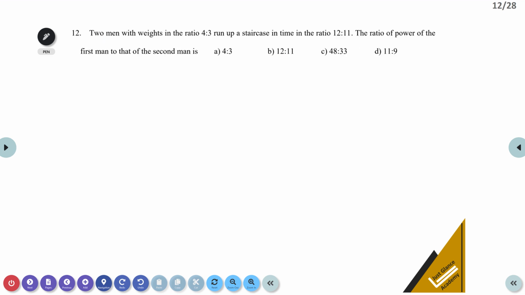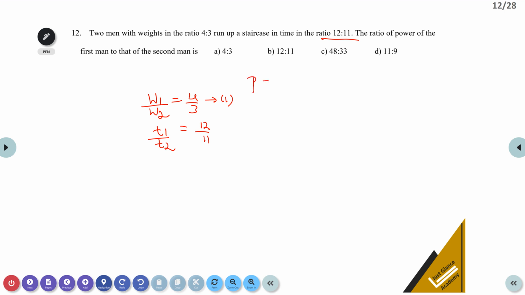Okay. Next. Two men with weights are in the ratio 4:3. Two men's W1 divided by W2 equal to 4/3. This is equation number 1. And the times are in the ratio T1 divided by T2 equal to 12 divided by 11. He is asking the question, the ratio of the power.